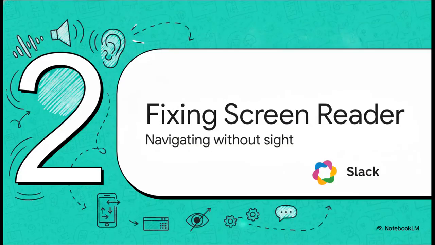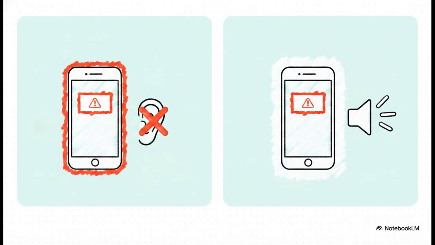Moving right along to Section 2, fixing the screen reader, or navigating without sight. Okay, picture this. You type in some invalid input and hit submit. A visual error pops up. But if you're visually impaired and using TalkBack, it's just crickets, completely silent. Obviously, a visually glaring error means literally nothing if the software doesn't tell you about it.